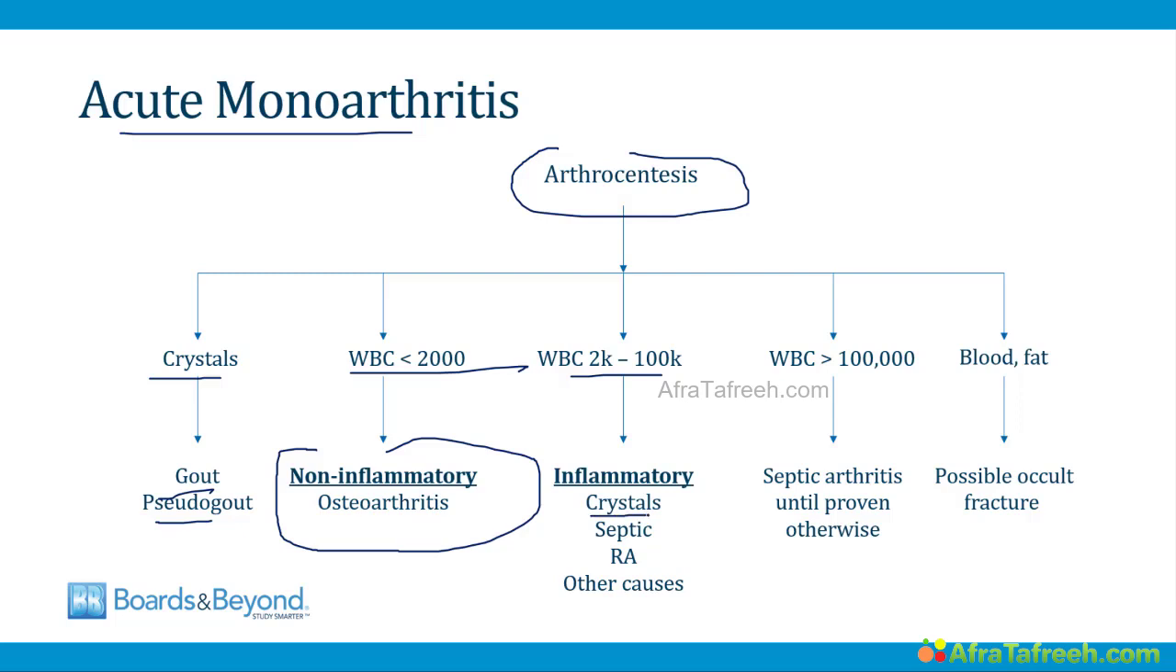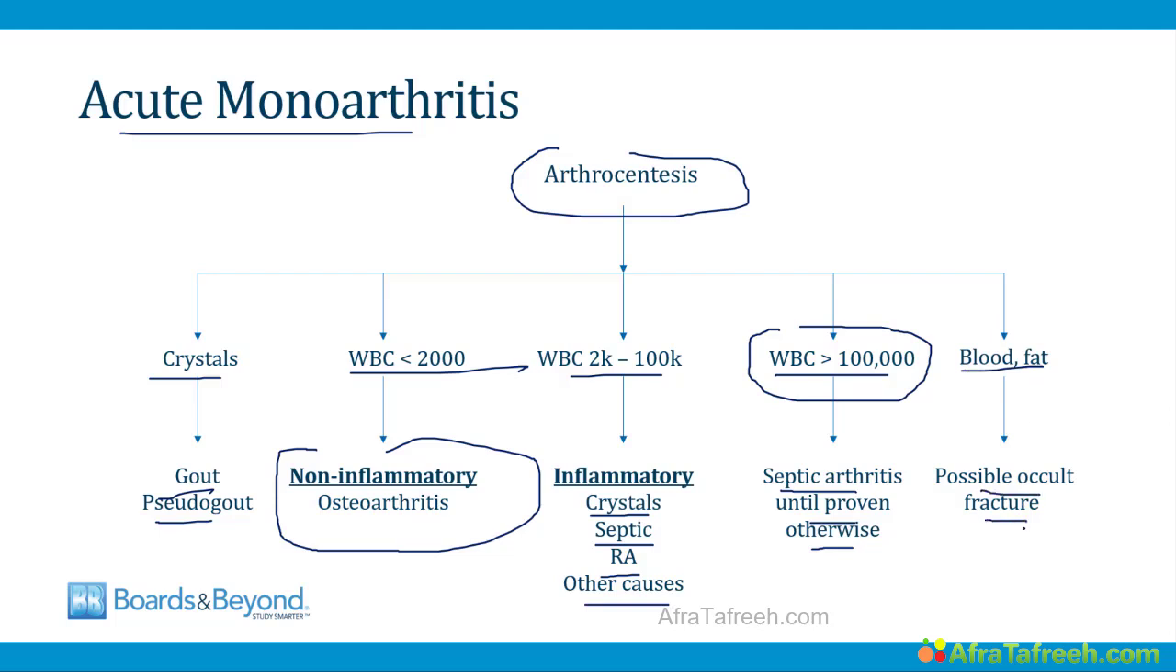It could be a crystal arthritis like gout, it could be septic, it could be rheumatoid arthritis, and there are other causes. When the white blood cell count is over 100,000, that's usually septic arthritis unless it's proven otherwise. It's very uncommon for anything other than septic arthritis to make the synovial fluid white count this high. And then rarely in an acute monoarthritis, you can identify blood or fat in the synovial fluid. And when that happens, there's a possible occult fracture present that led to the monoarthritis.